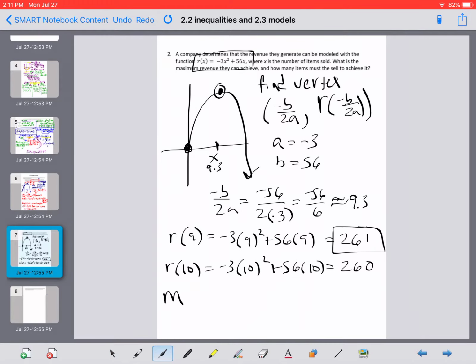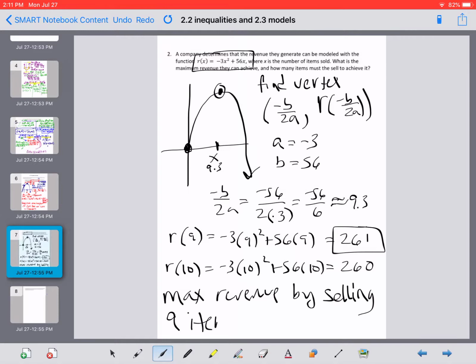So you need to sell 9 items to achieve a max revenue, by selling 9 items with the revenue being $261.